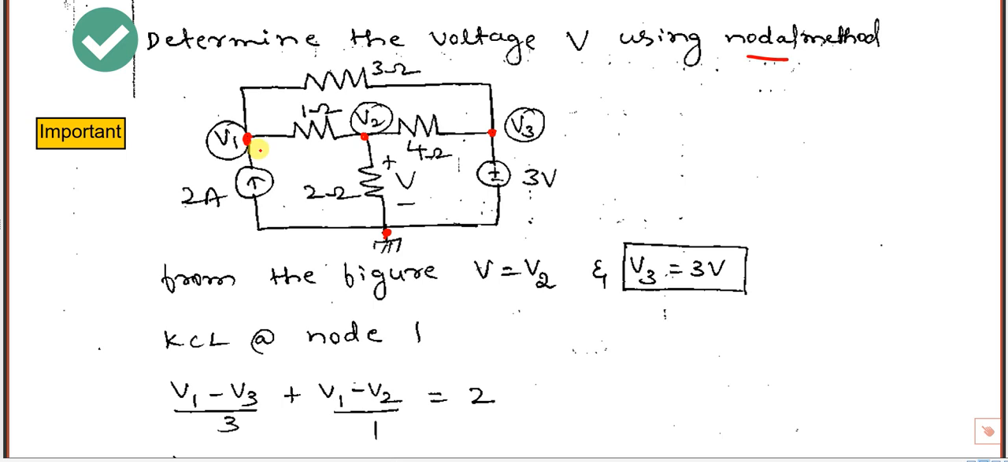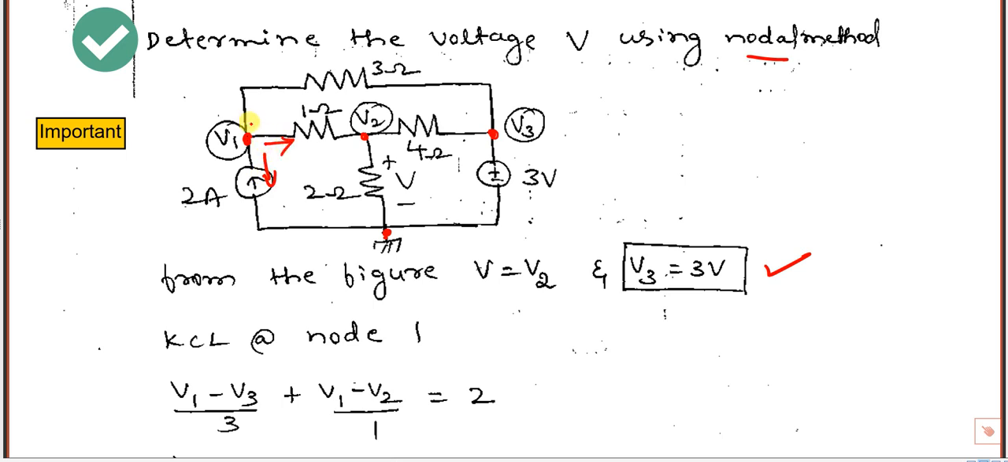So applying KVL here, this V is nothing but nodal voltage V2 only, and this node is directly connected with a voltage value of 3 volts. So we can directly tell from the figure that nodal voltage V3 is 3 volts only. So this is correct.